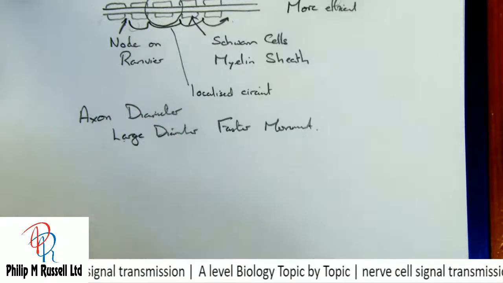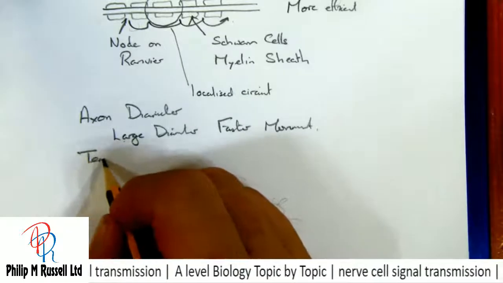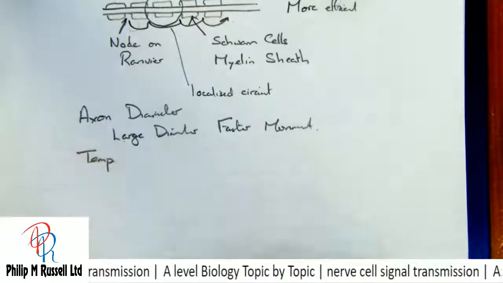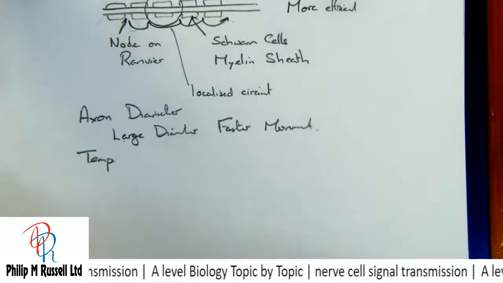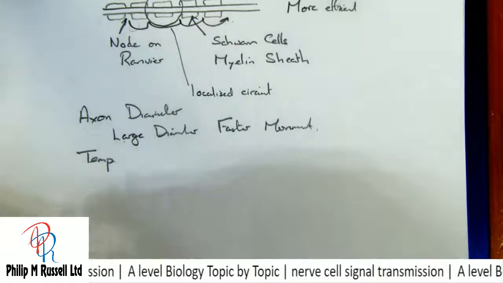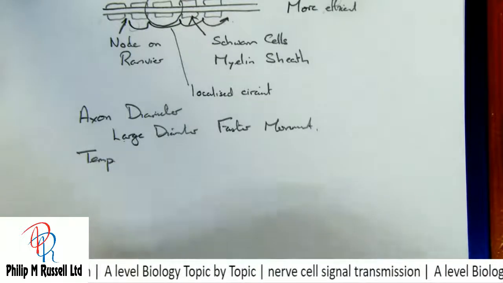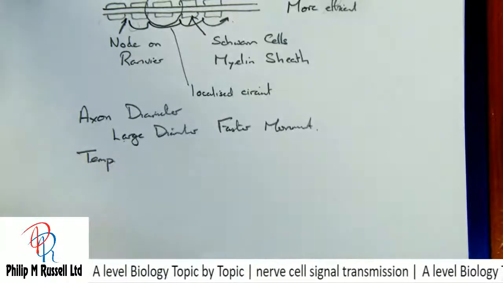And the other one that's going to make a difference is our old friend temperature. This is going to give things like mammals a terrific advantage over animals that are poikilothermic.